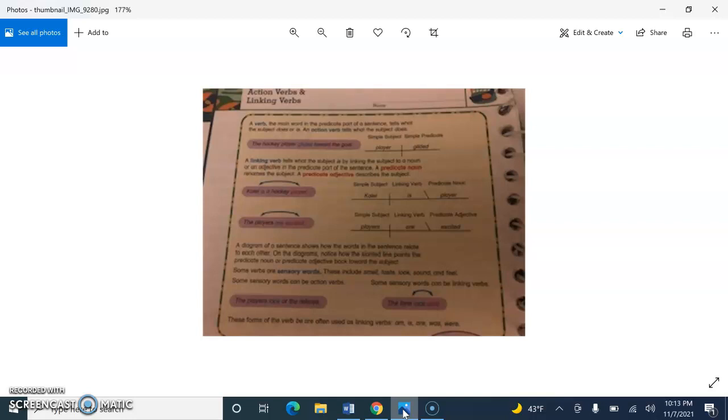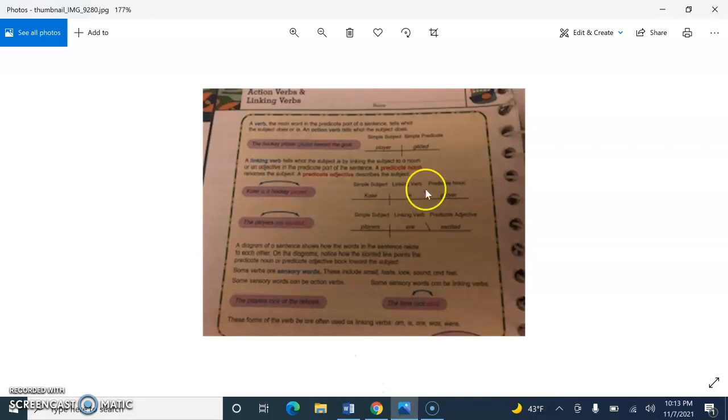And what word is renaming Kaylee? It's player. So notice in the diagram, we now have a longer diagram line, and we have enough space for three words. So we have Kaylee and we have the dividing line. Then we have is in the verb section. And now we have a third section, and that is for the predicate noun or predicate adjective.